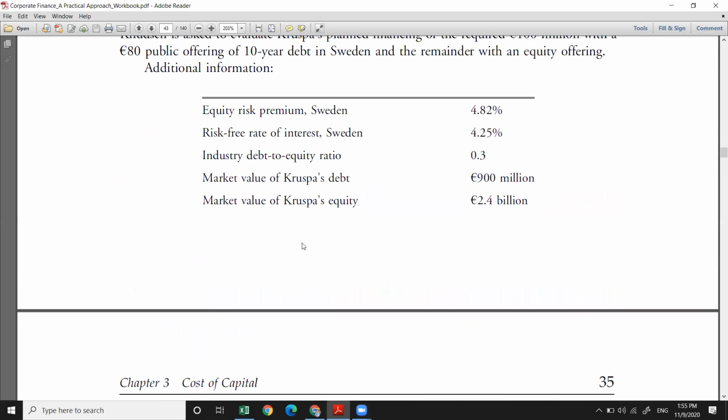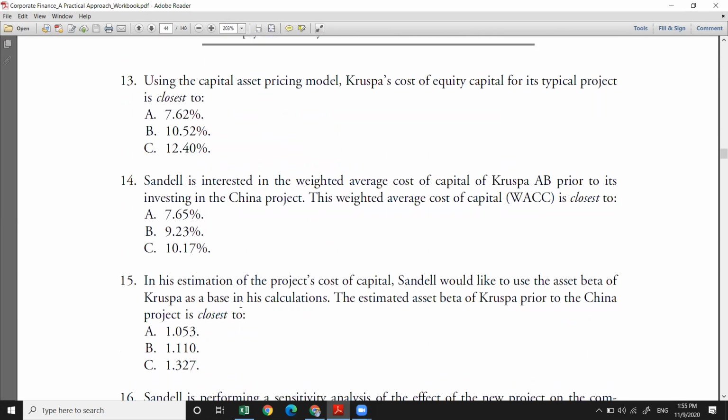The proportion of debt is given, and the market value of debt and market value of equity are given. You need to just substitute the numbers into the WACC formula, which is 900 divided by 3,300, giving you the proportion of debt, times 9.25%, and you adjust for the tax, plus the equity portion.